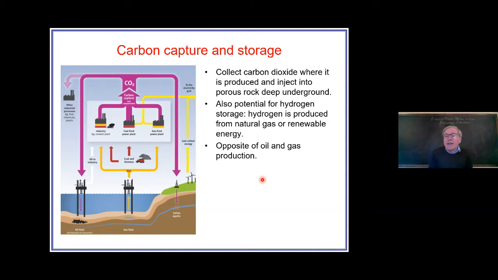The same idea can be used for hydrogen storage. So if we produce hydrogen as part of a renewable economy, how do we store that hydrogen? If you're doing it at large scales, the cheapest and most effective way is to do that, again, in underground permeable reservoirs. And it is fundamentally the opposite of oil and gas production. In oil and gas production, you have oil and gas deep underground and you want to produce it. In storage applications, obviously, you want to put it underground.